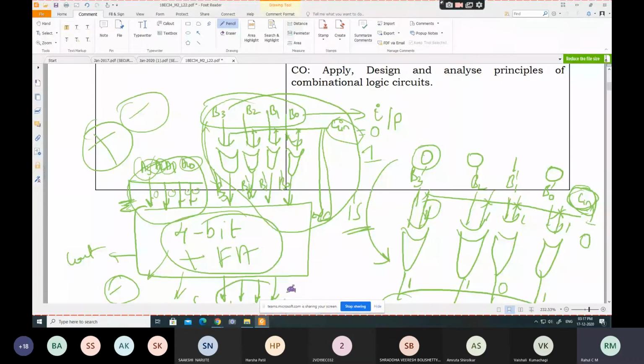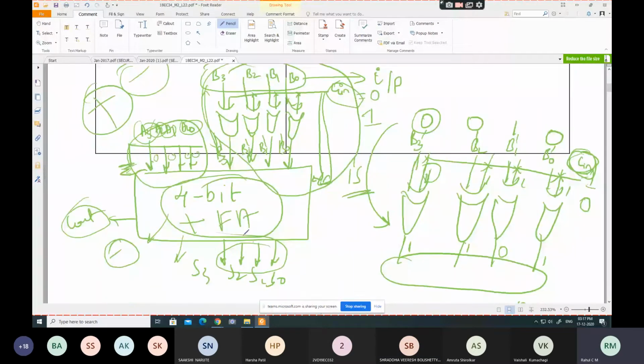Depending on Cin and the status, I will manipulate whether I am getting a 2's complement number or I am getting a result directly, depending on the 2's complement rule. Understood? Yes or no? Yes, sir. Everything has been explained in the theory session and lab session, so people can get it from there.